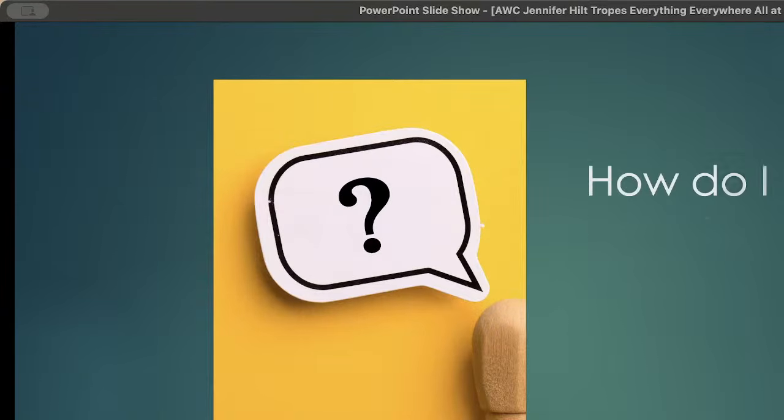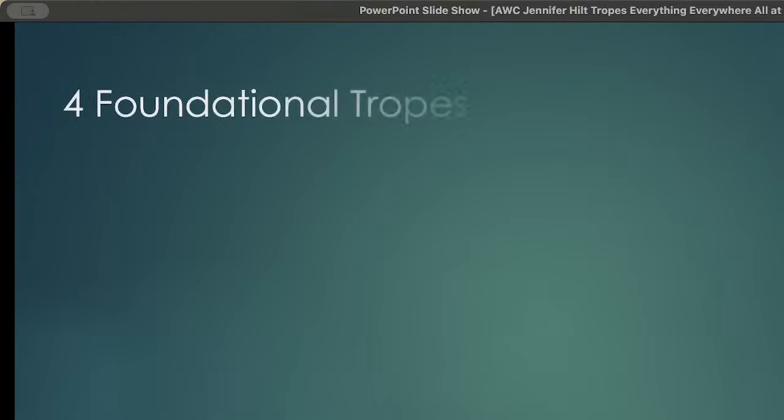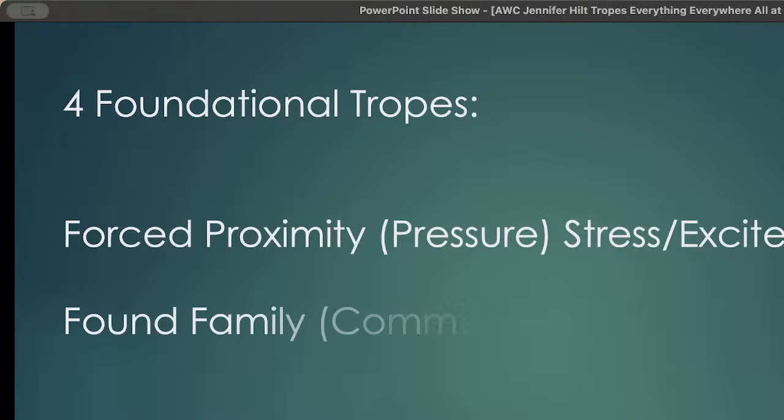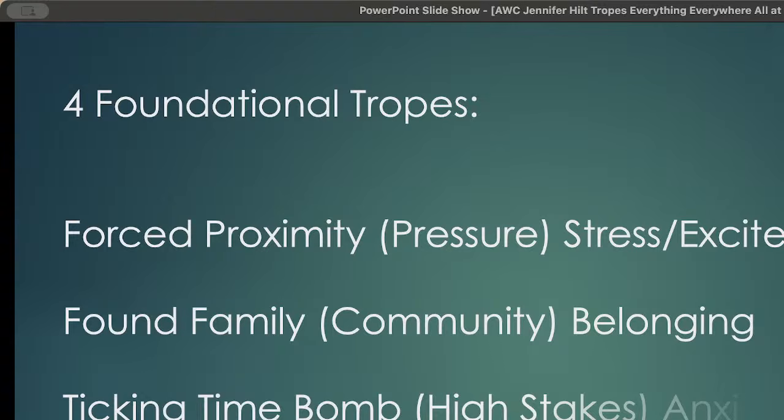Okay, there's two questions that I normally get asked, so I'll answer those. One question I get is people want to know which tropes to use. I mentioned before about found family, but I really believe that I keep seeing these 4 tropes in any kind of story that I read. Doesn't matter the genre. And I'm just going to walk you through these.